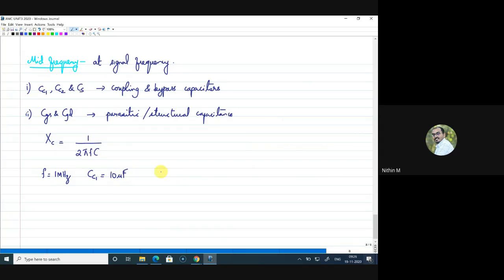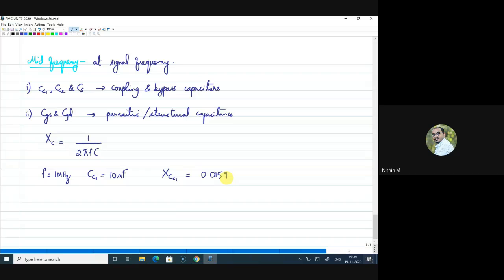Now, can you tell me what is the Xc value, or if I write the capacitor CC1, what is the reactance XCC1 at 1 megahertz with a capacitance value of 10 microfarad? Can one of you calculate and tell me what is the value here? Yeah, it is reactance, right? It is 0.0159. Yeah, it is very small.